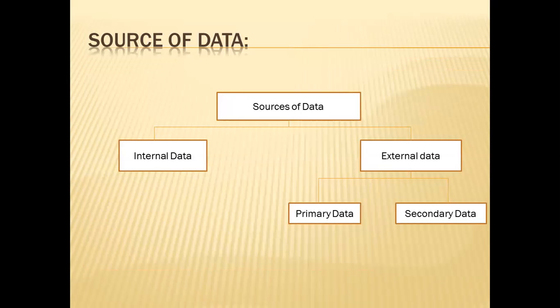Then next, source of data. Source of data is important, and this comes in the examination also. Here, sources of data are of two types: internal data and external data. External data is further divided into two types: primary data and secondary data. You have to note these down.